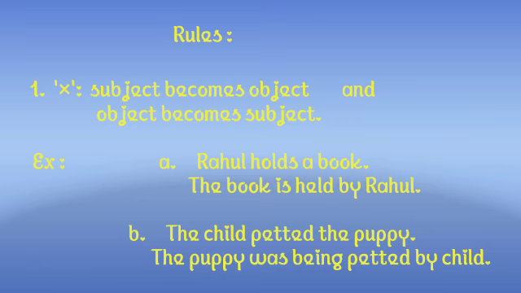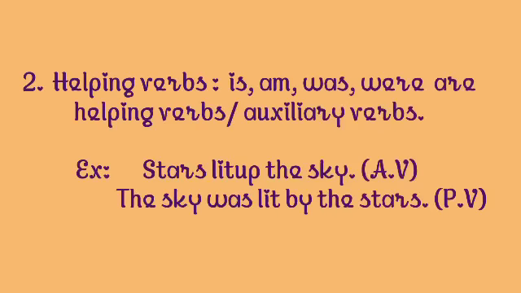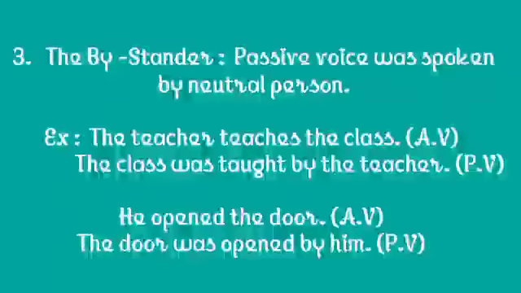The next rule is helping verbs. So what are helping verbs here? Is, am, was, were. These are helping verbs and it is also called auxiliary verbs. Let us see examples. Stars lit up the sky. It is in active voice. Then in passive voice it becomes the sky was lit by the stars. Here was acts as a helping verb.